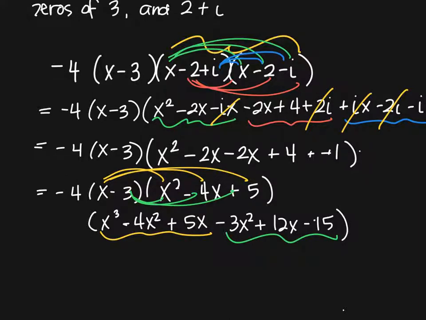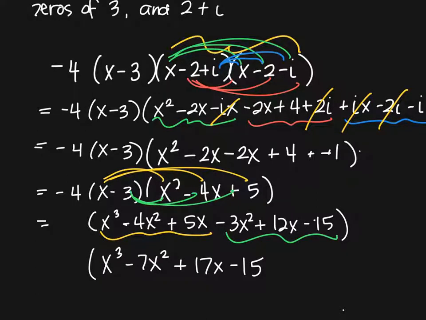I can look to combine like terms on that. There's only one x cubed term. Of the x squareds, when I combine them all, there are 7 altogether. And then I've got 5x and 12x, which gives me 17. And then negative 15 at the end.